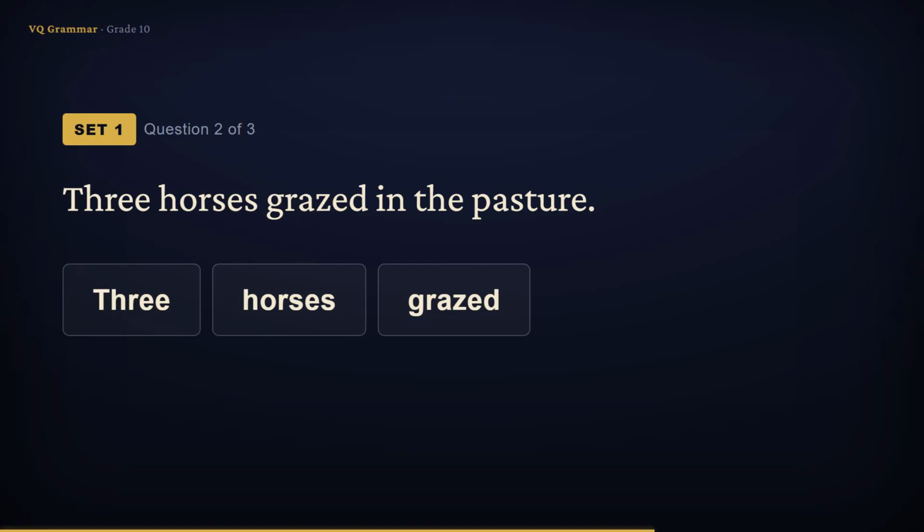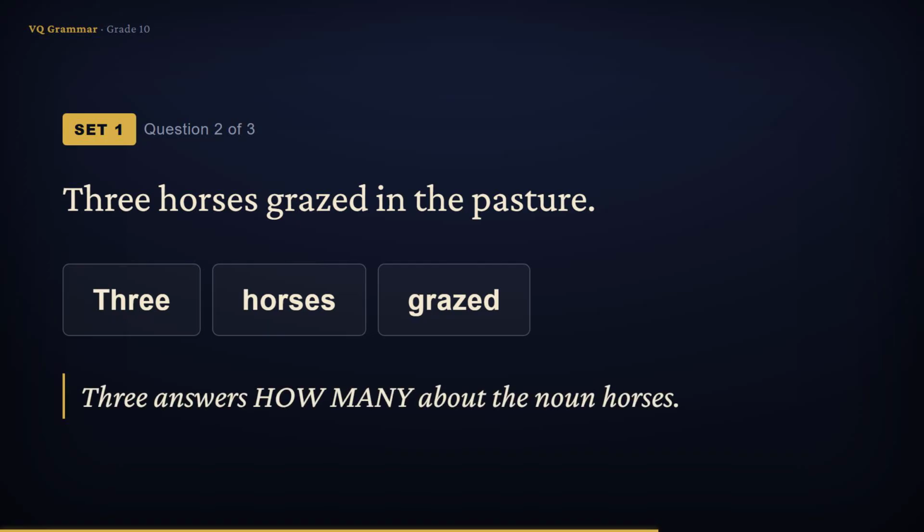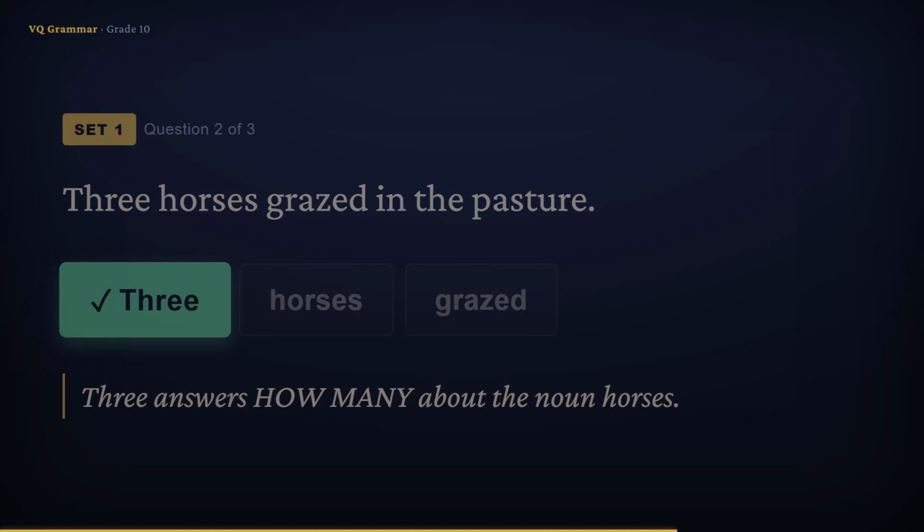3 horses grazed in the pasture. The noun is horses. How many horses? 3 of them. Since that word answers how many about a noun, the adjective here is 3.